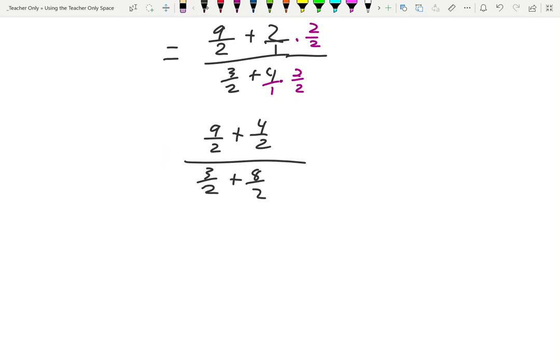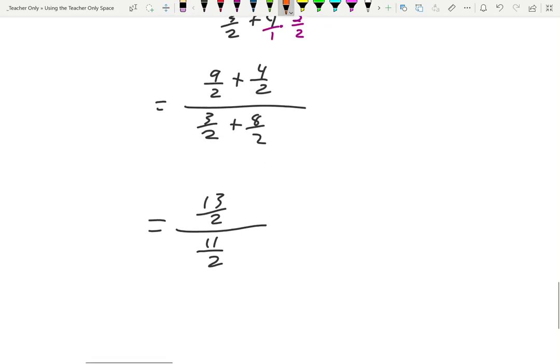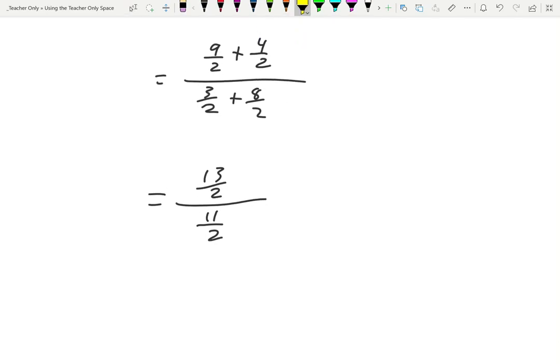All right, moving right along. Let's see. Because we have the common denominators, we can now combine them. We can now add them. So this is going to be 13 halves divided by 11 halves, okay? Last but not least, if it helps you, we're going to think of this fraction line like division. We're going to say this is the same thing as 13 halves divided by 11 halves.